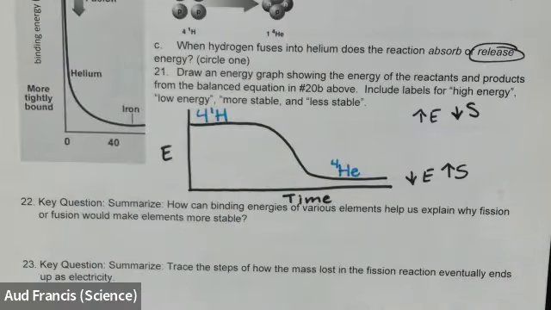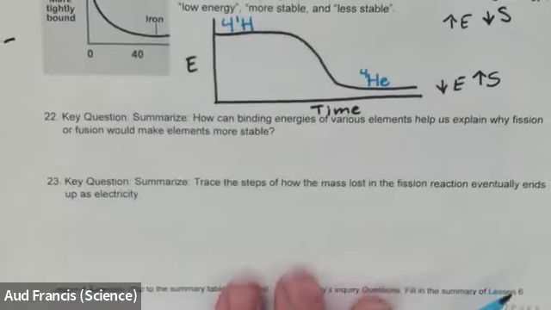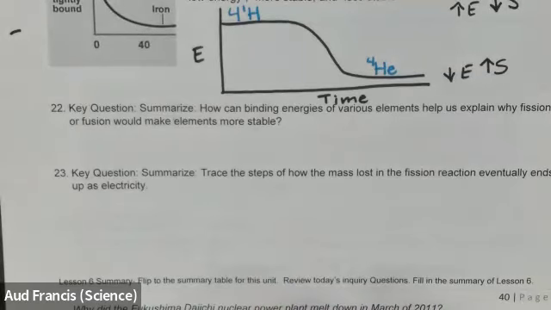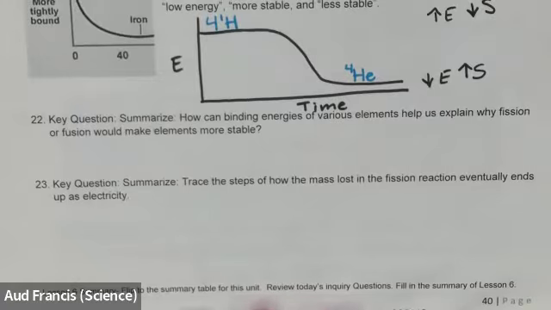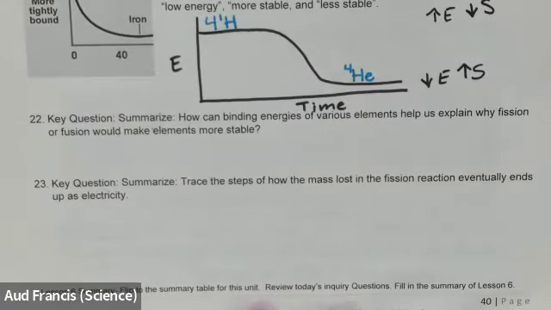So now we've got to look at 22 and 23. These are our summary questions. These are also key questions. So as a reminder, those are the important questions that we're going to look at. For number 22, how would the binding energy of various elements help us to explain why fission or fusion would make elements more stable?